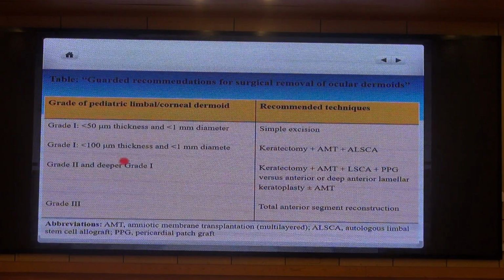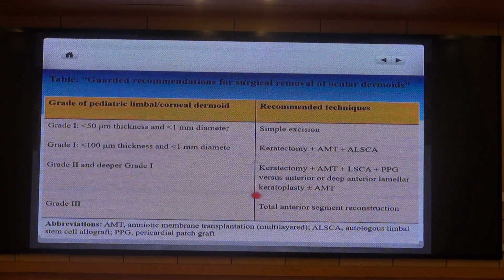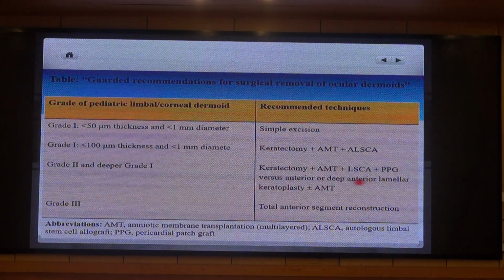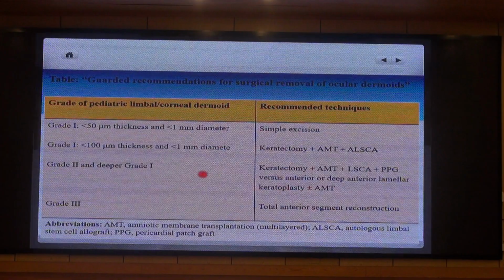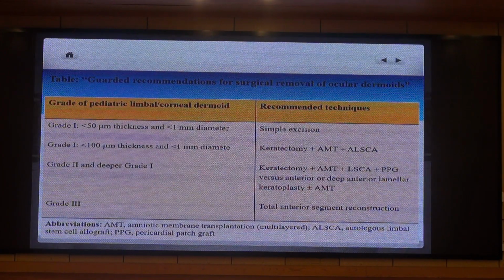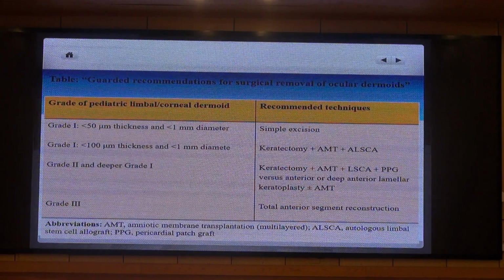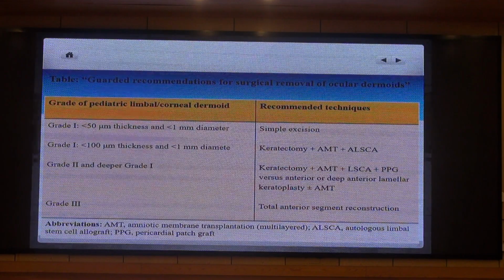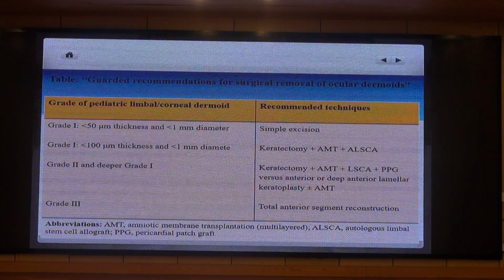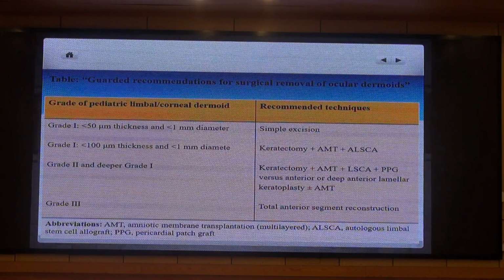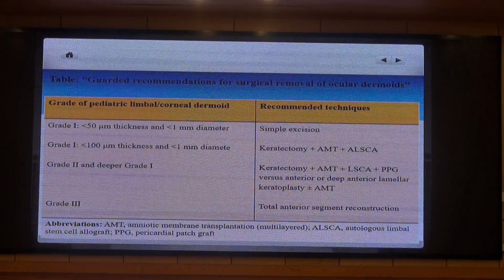Grade 2 and deeper grade 1, keratectomy with AMT, LSCA, PPG, or anterior or deep anterior lamellar keratoplasty. And grade 3 is the most difficult to do because we have to perform many techniques together to make the reconstruction in the globe.